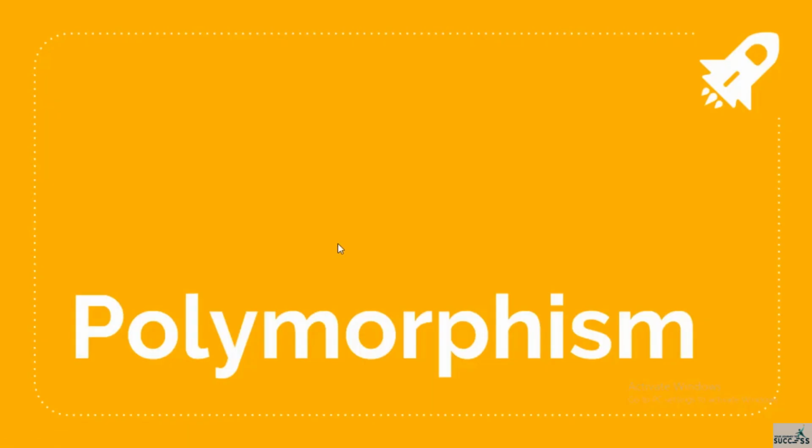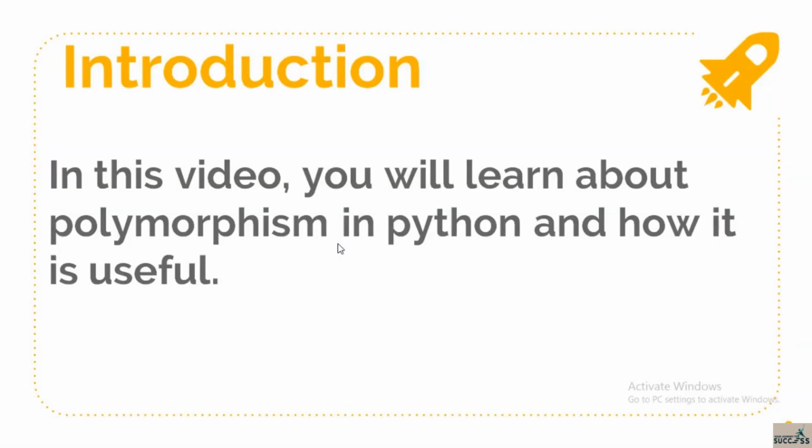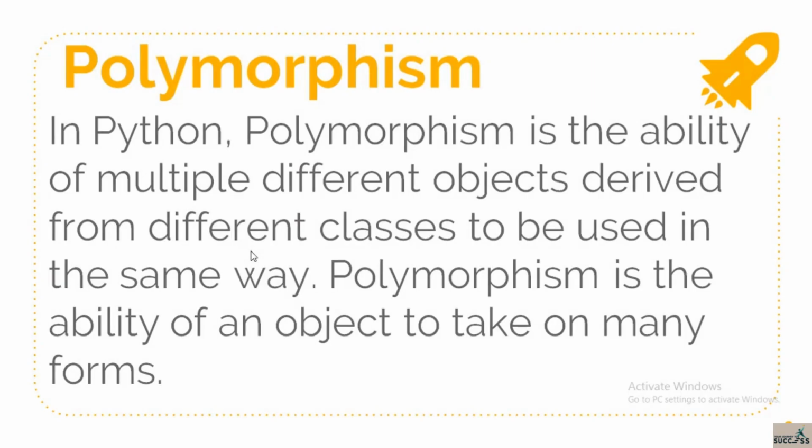Hey guys, in this video you will learn about one of the most important concepts of object-oriented programming, and it's known as polymorphism. So you will learn about polymorphism in Python and how it is useful in this video. So in Python, polymorphism is the ability of multiple different objects derived from different classes to be used in the same way. Polymorphism is the ability of an object to take on many forms.